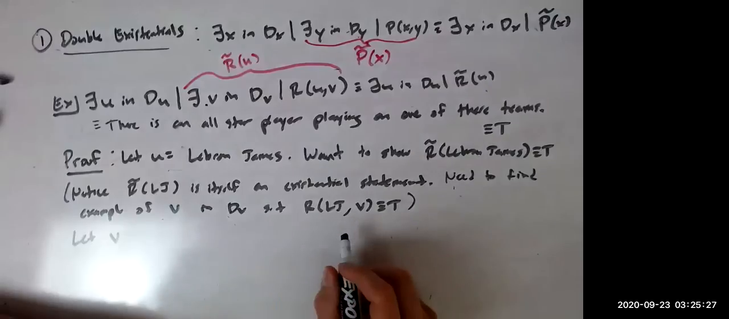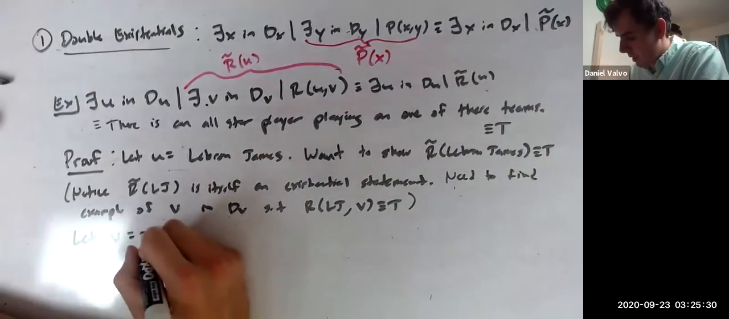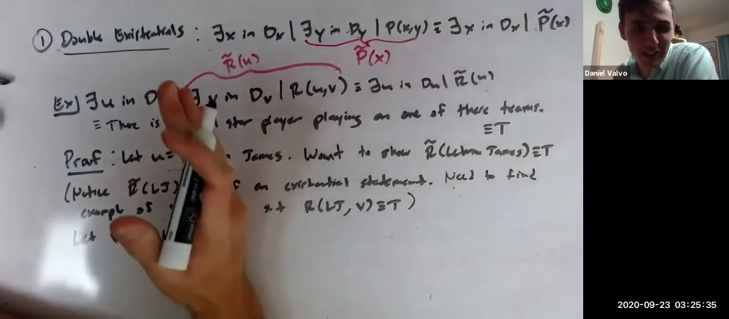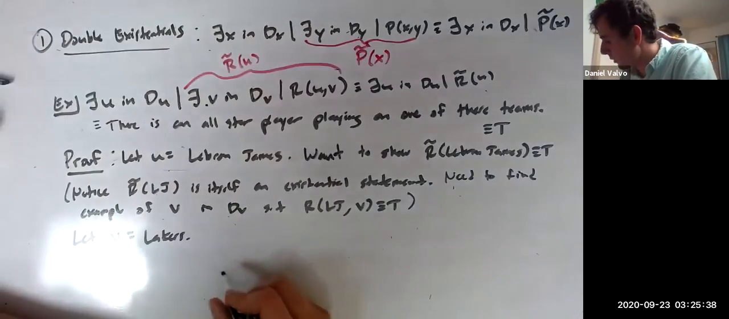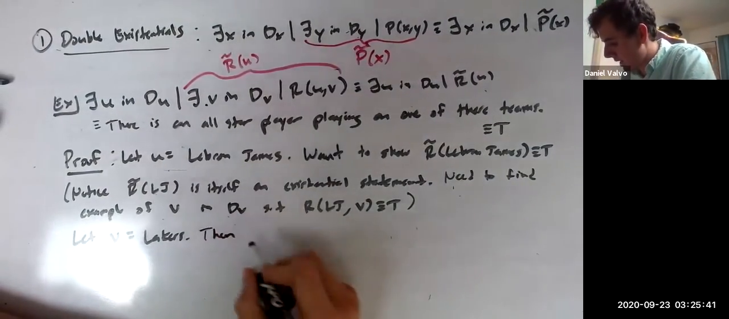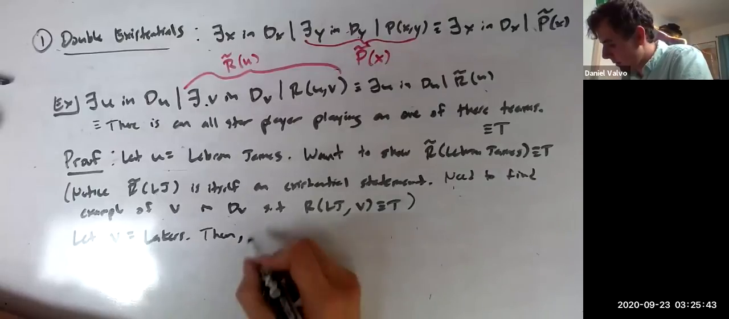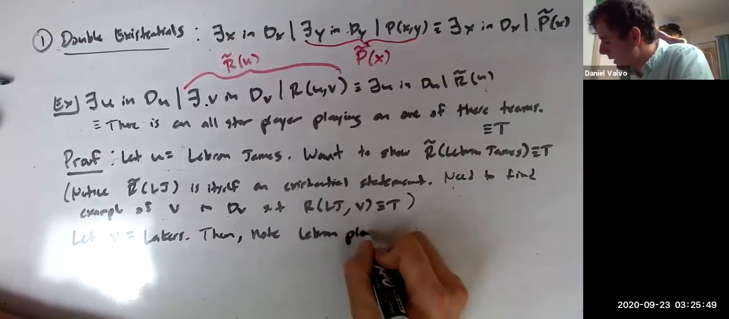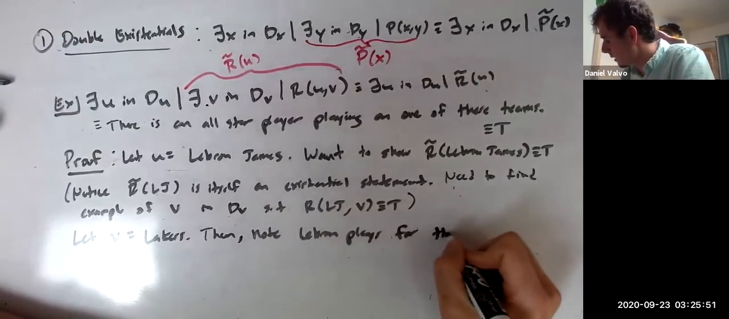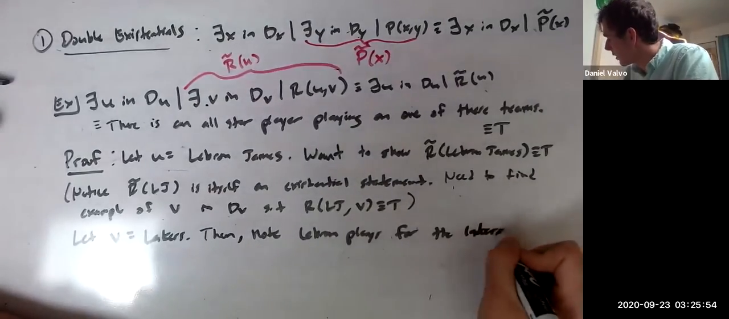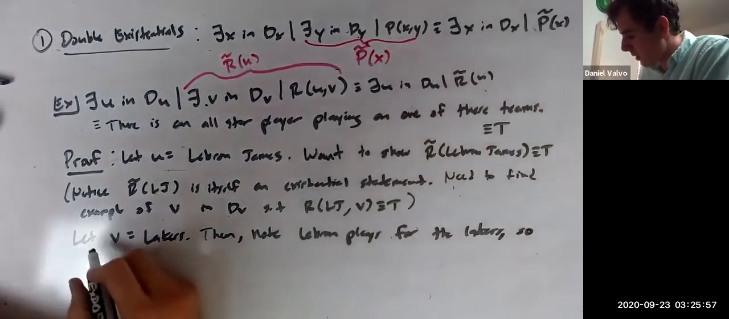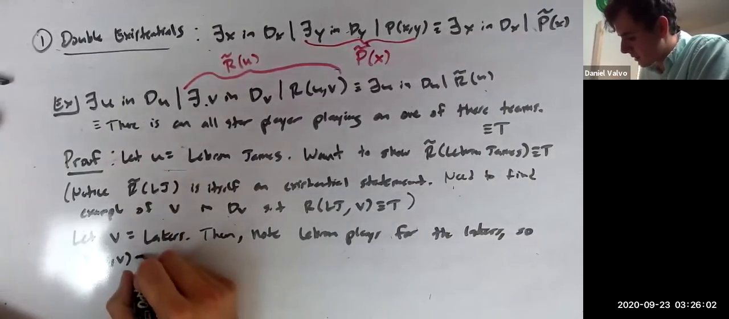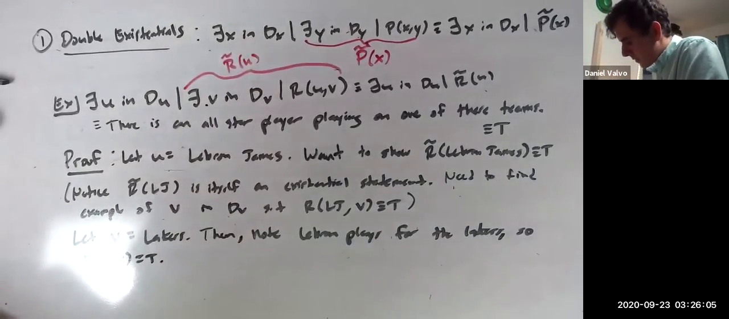The Lakers. Exactly. Let V equal the Lakers. LeBron, for all these non-basketball fans, LeBron James plays for the Lakers. I'm going to let V equal the Lakers. Then, notes, LeBron plays for the Lakers. So, R of UV, where U is LeBron and V is the Lakers, is true.